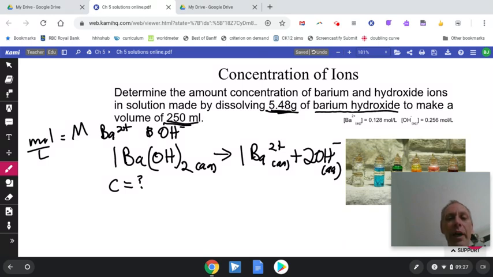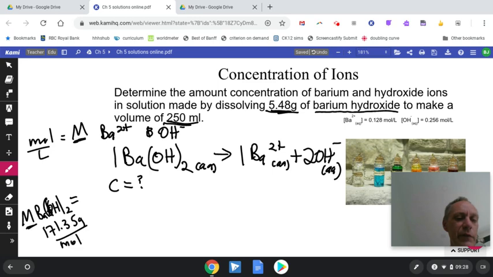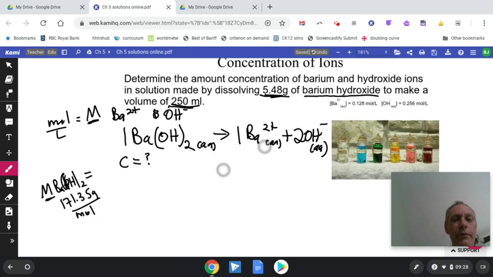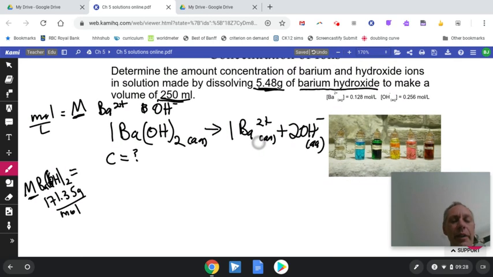So if you have the mass and volume, you're going to need the molar mass. So I'm just going to put off to the side capital M of Ba(OH)2. It's funny that they use capital M to mean moles per liter, and when it's in front of a formula, it means molar mass. So the molar mass of barium hydroxide is 171.35 grams per mole. Okay, so now we have its molar mass. We can start on our stoichiometry.